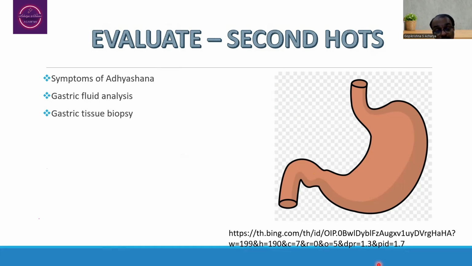Then the next phase of evaluation will be gastric tissue biopsy. By looking into that, we are going to identify the tissue level status of the gastric tissue, the gastric organ, that is the stomach. That is what we are going to analyze there.